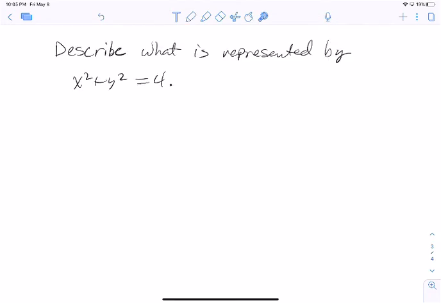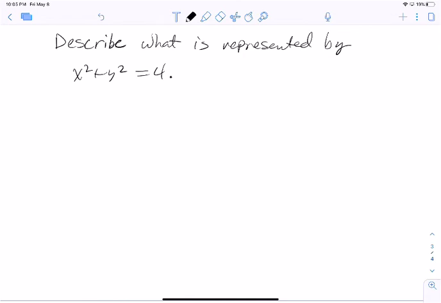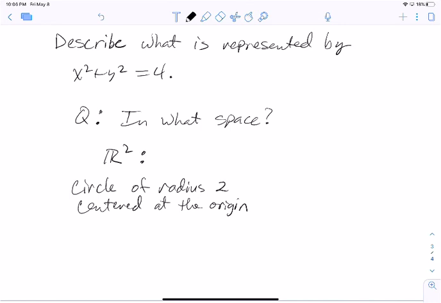Next up, we're going to go in a fairly different direction here. Describe what is represented by x squared plus y squared equals 4. And you have an answer in your head. I'm sure you do. But first I have a question. In what space? See, in R2, we have a circle of radius 2 centered at the origin.